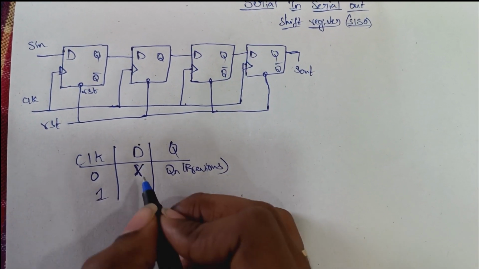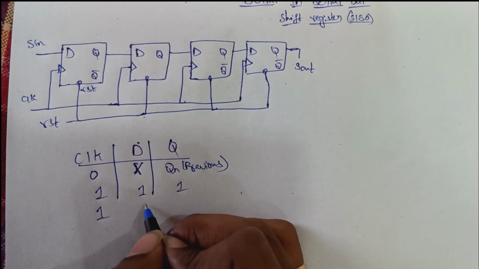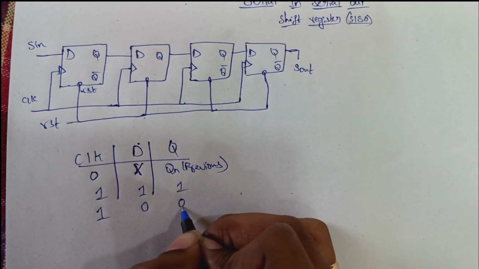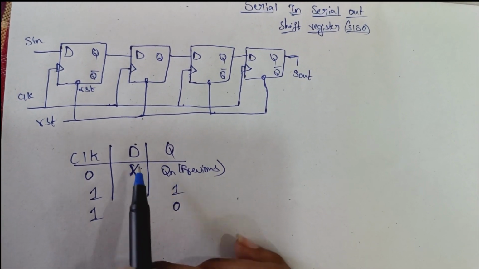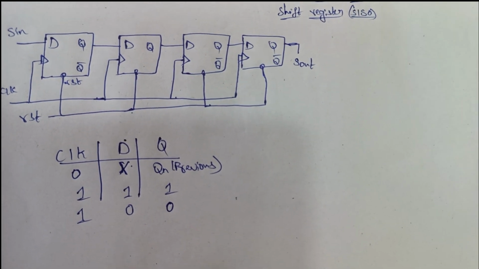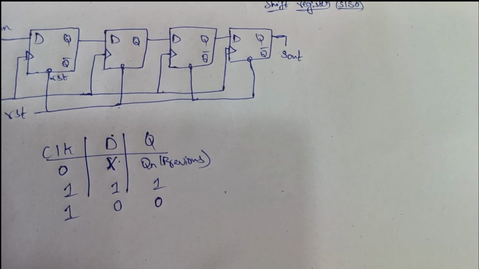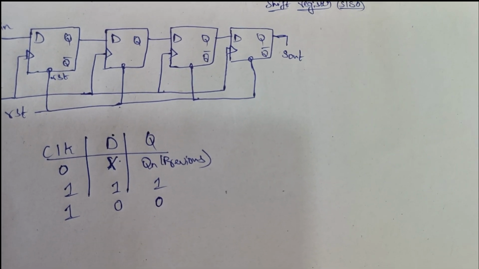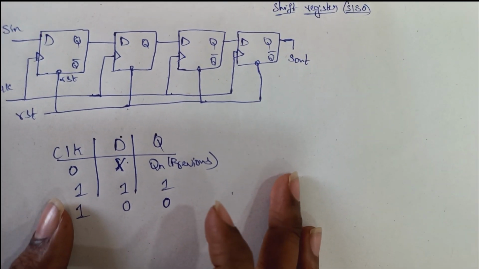If the clock is 1 and the D is 1, then the output will be 1. If the clock is 1 and the D is 0, the output will also be 0. That means when the clock is 0, whether D is 1 or 0, the output will be the memory state. If the clock is high, then whatever the input D is, it will come onto the output. In this way the D flip-flop works.